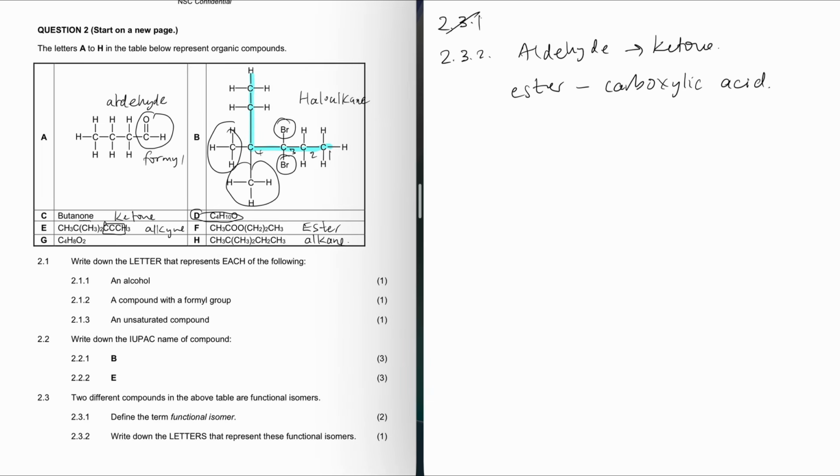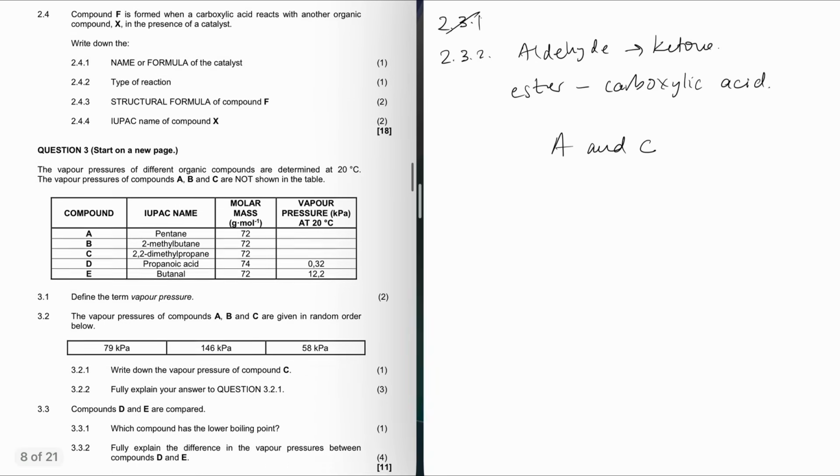So we have an aldehyde. The aldehyde is A, and we have the ester, we have the ketone is going to be C. But we just need to make sure that they have the same number of carbons, otherwise they're not really going to be functional isomers. Remember, for a functional isomer, they need to have the same molecular formula. So butanone has 4 carbons, and A has 1, 2, 3, 4 carbons as well. So the answer is going to be A and C.